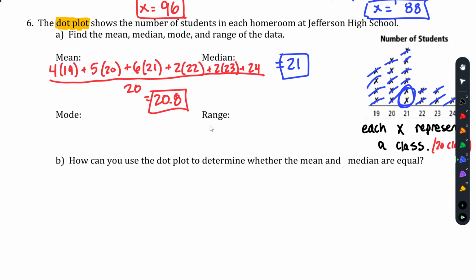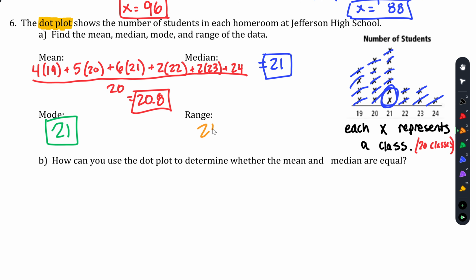Two more. What's the mode in this set of data? 21, the most frequently occurring. And then the range, I go from the highest to the lowest. I subtract them, my range is 5, pretty consistent. And then what do we think? How do we know whether the mean and the median are equal based on just looking at this? How would I know? Look at our mean.